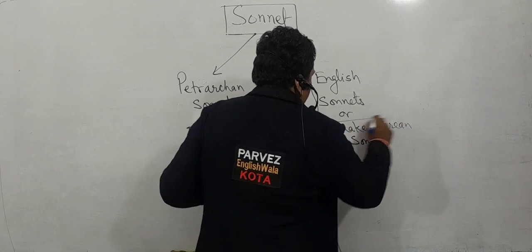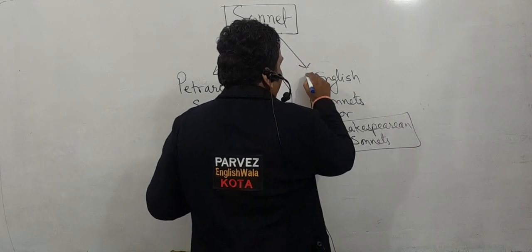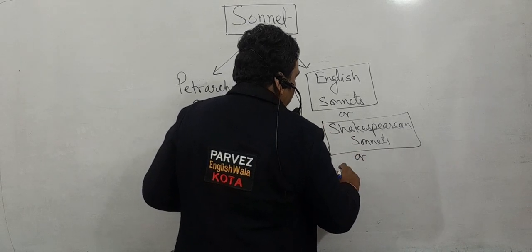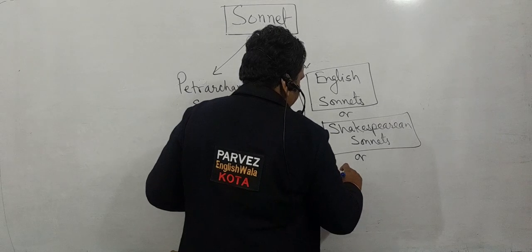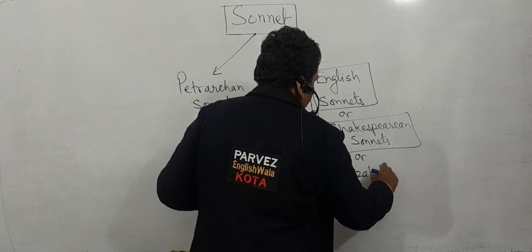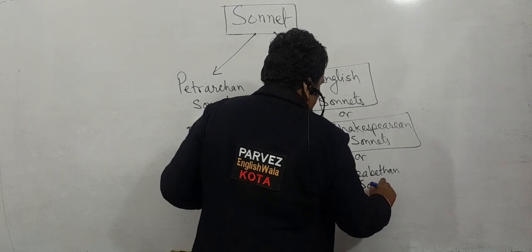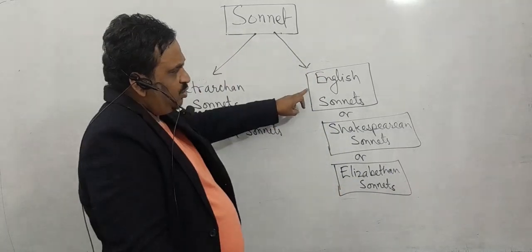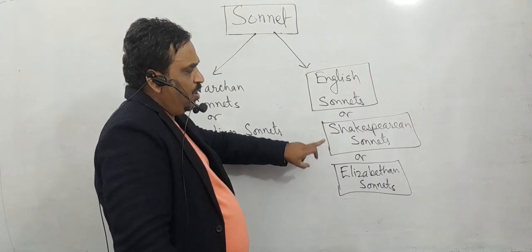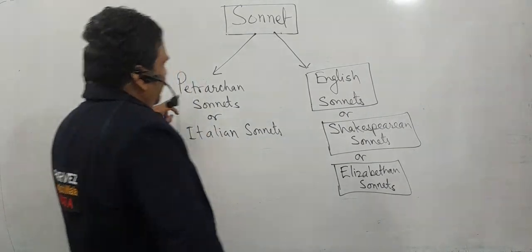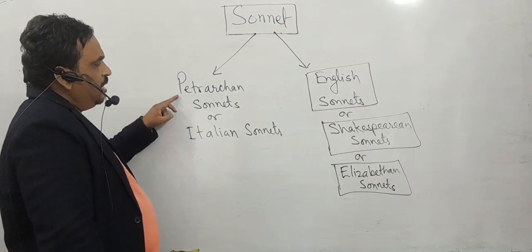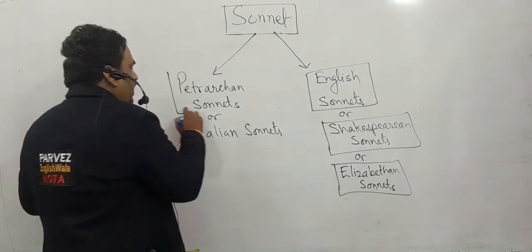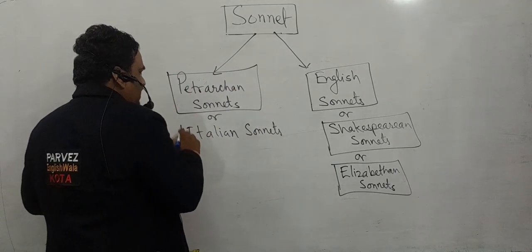We may have the third name again for English sonnet. So English sonnets may be called Shakespearean sonnets, or we may call them Elizabethan sonnets. So there are 3 names for English sonnets: English sonnets, Shakespearean sonnets, or Elizabethan sonnets. Likewise, Petrarchan sonnets have another name, Italian sonnets. So Petrarchan sonnets may be called Italian sonnets.